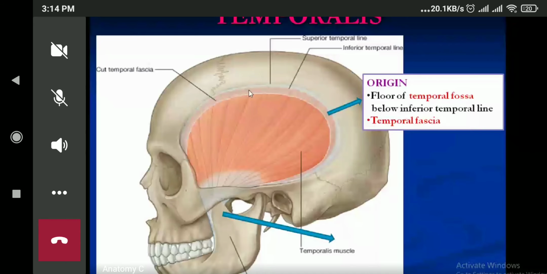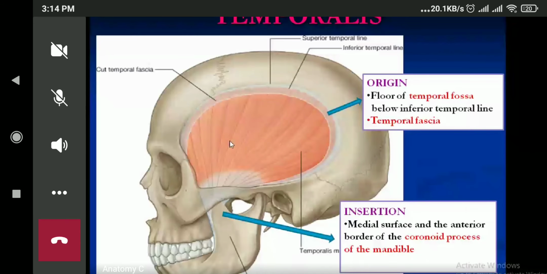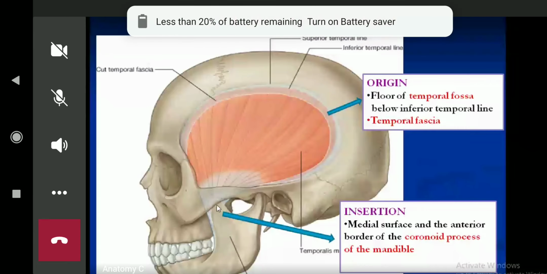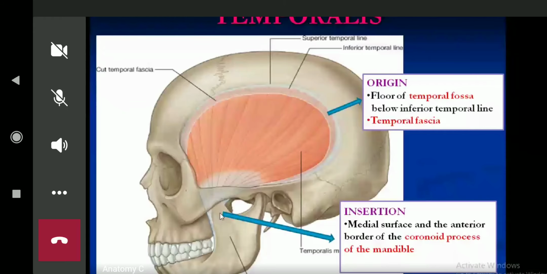Now what is the insertion? You can see the insertion over here: it is inserted in the anterior and middle surface of the coronoid process of the mandible. Now just see the direction of the fibers of this muscle. The origin is just behind, and the insertion is slightly anterior. Now what will happen to the mandible when the action occurs from insertion to origin? Elevation or depression?